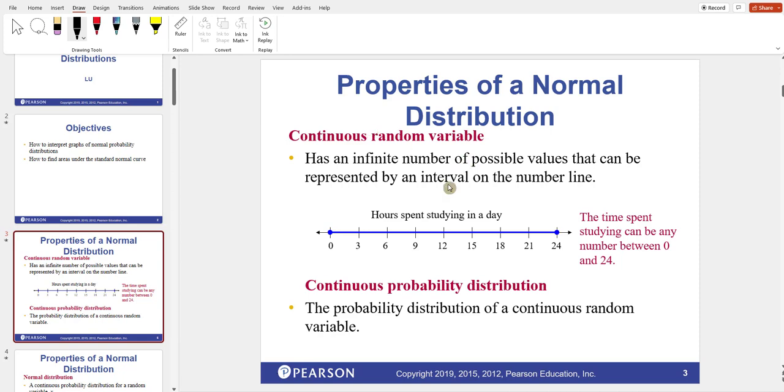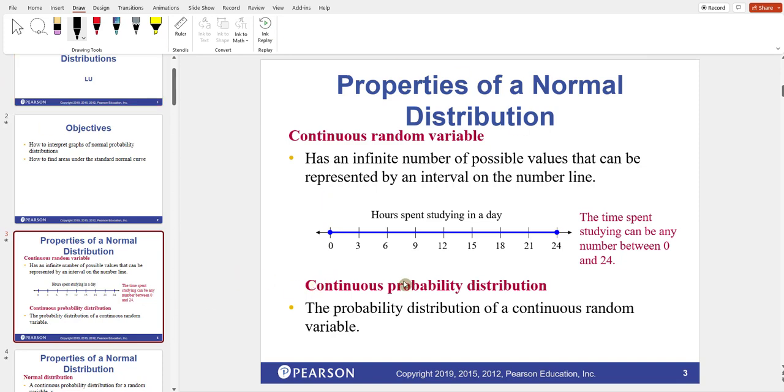A continuous random variable has an infinite number of possible values that can be represented by an interval on the number line. For example, the time spent studying can be any number between 0 and 24. Okay, so you don't study for exactly 3 hours. You might study 3 hours, 24 minutes, 5 seconds, 7 nanoseconds, and so on. So that's why they consider that a continuous random variable. The time is continuous.